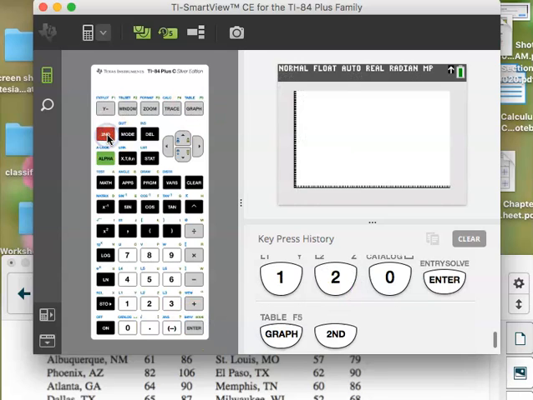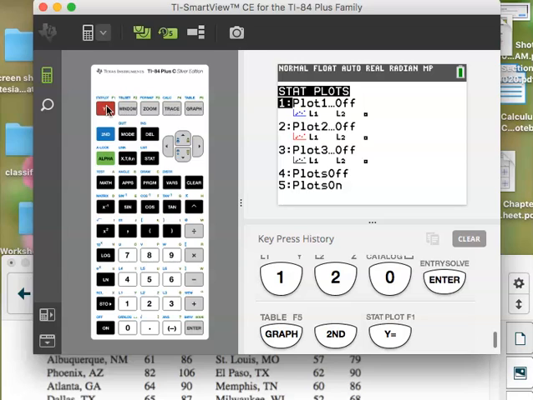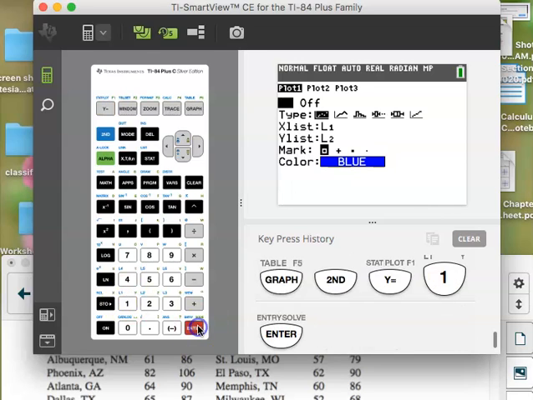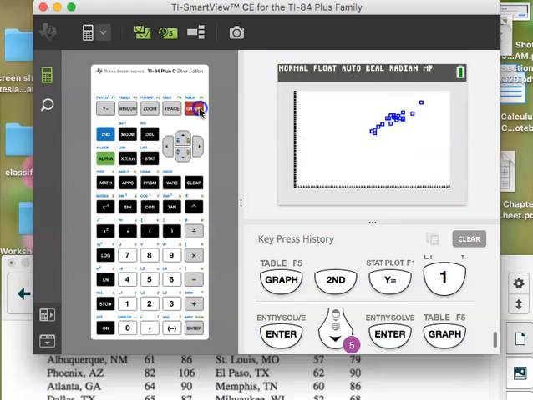Oh, second stat plot, so second y equals. I've got to turn one of those on. Number 1, I want it on, so I hit enter. And it is list 1 and list 2, and blue is a perfectly fine color. Graph. So there it is. Now, it looks like we should be able to get a pretty good line of best fit out of that.